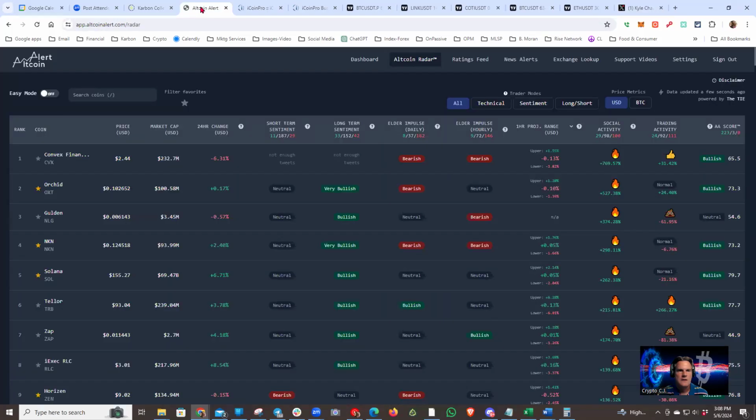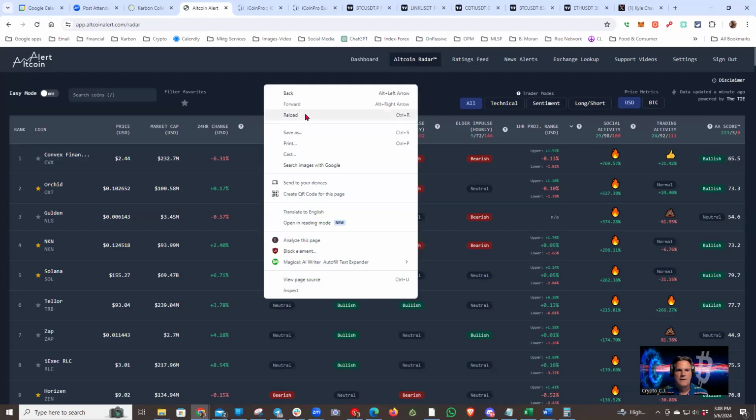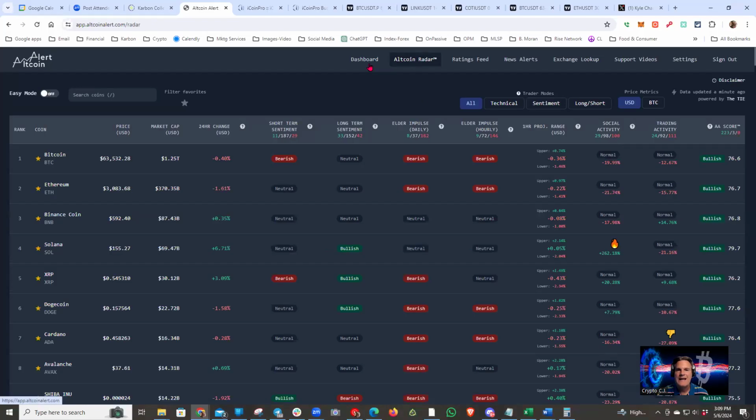Okay. Let's go to Altcoin Alert. I'm going to reload, get the most current information. I'm using the altcoin radar, not the dashboard. I want all the columns, and I'm going to choose a few of these columns for specific sorts.